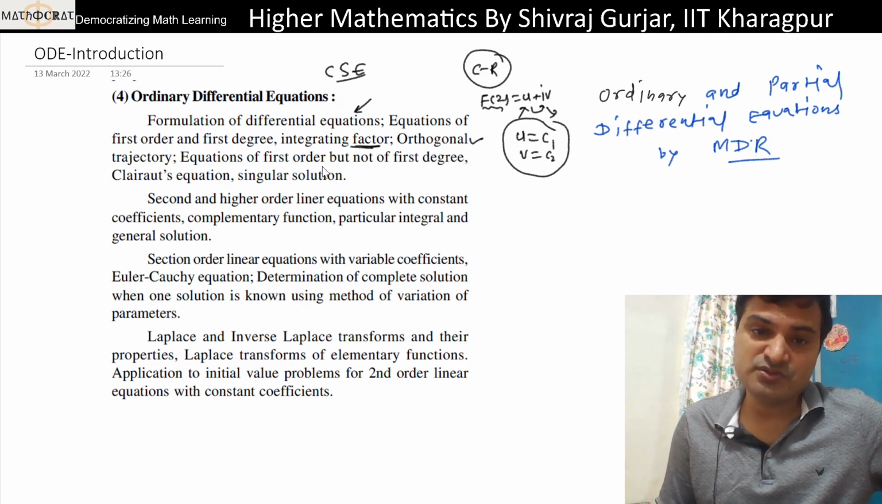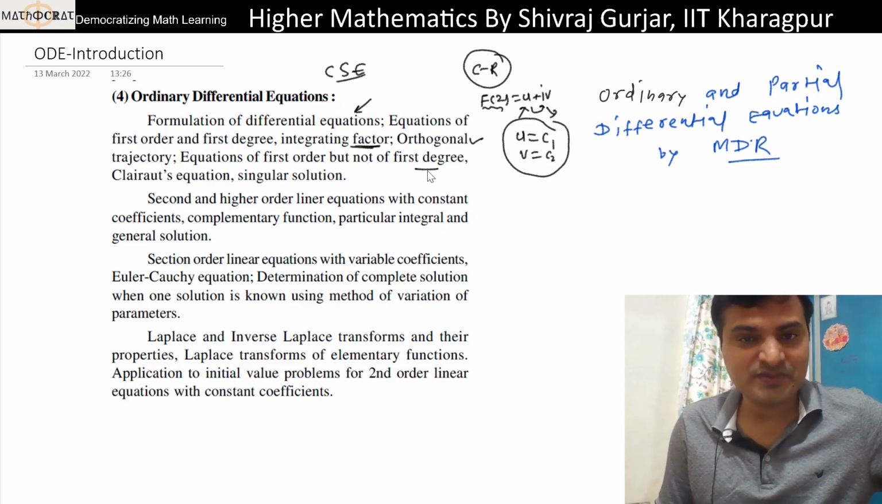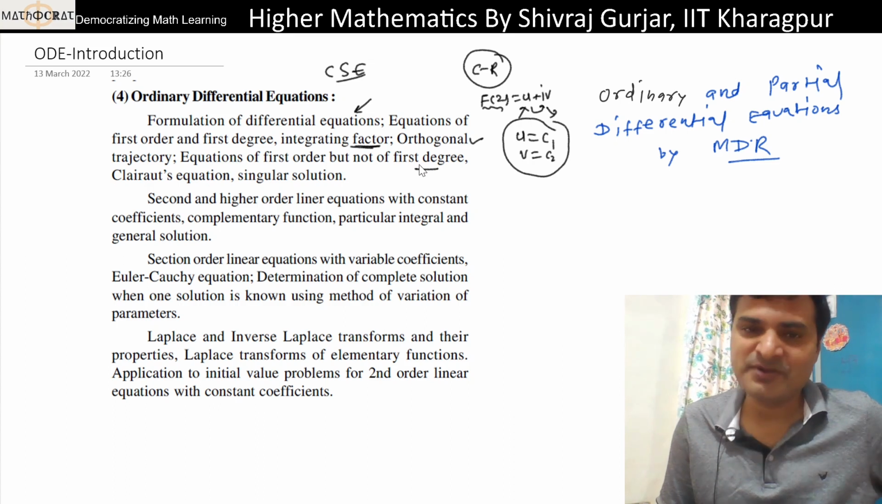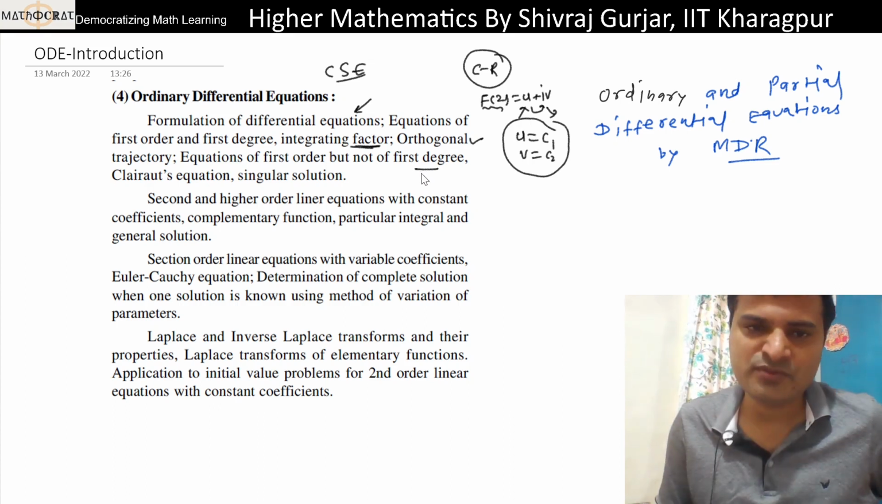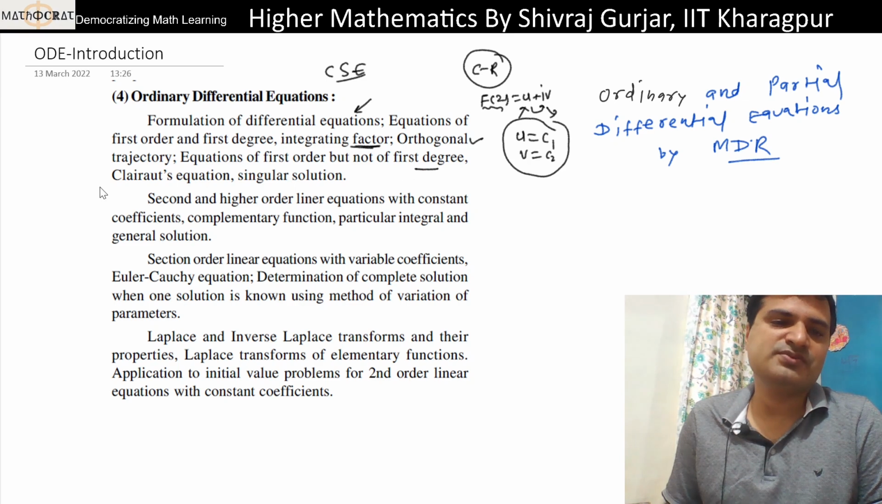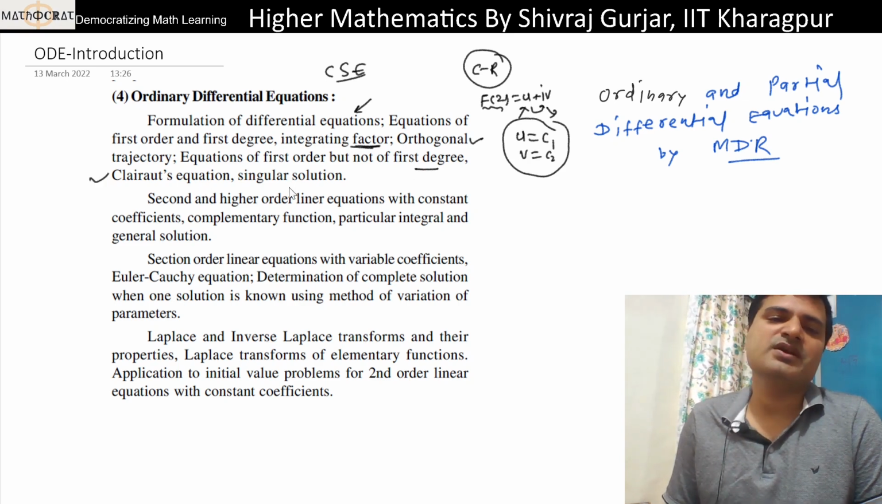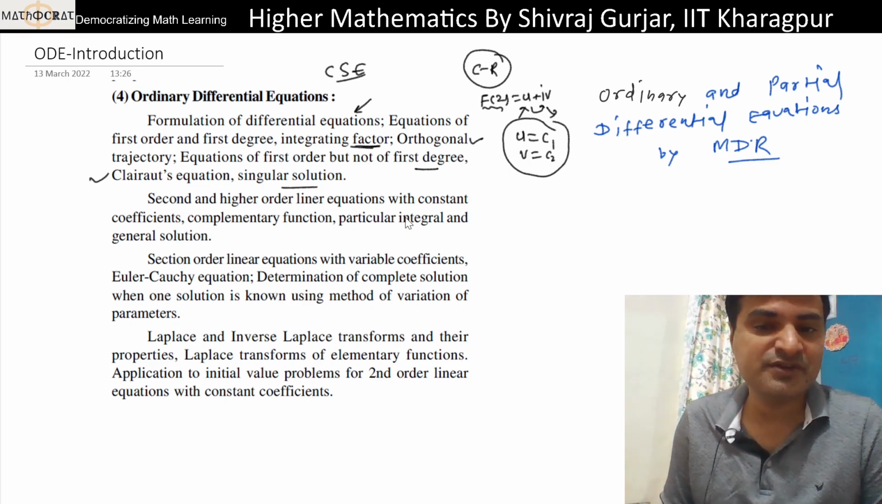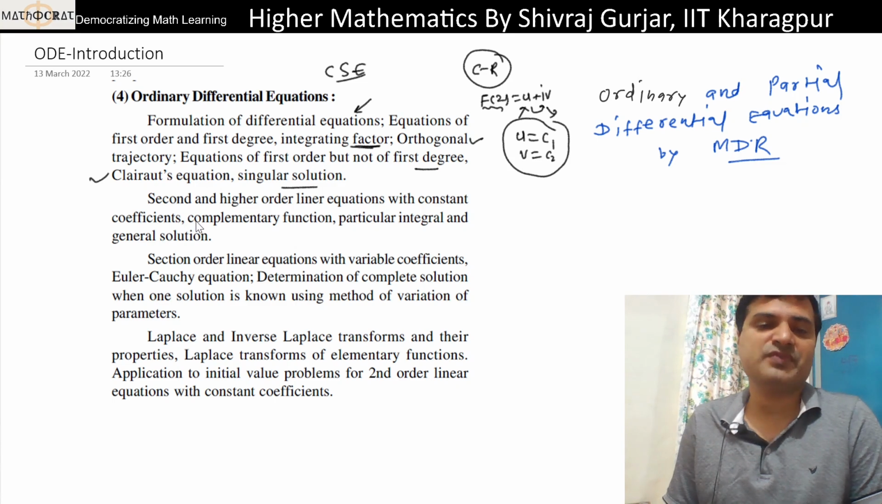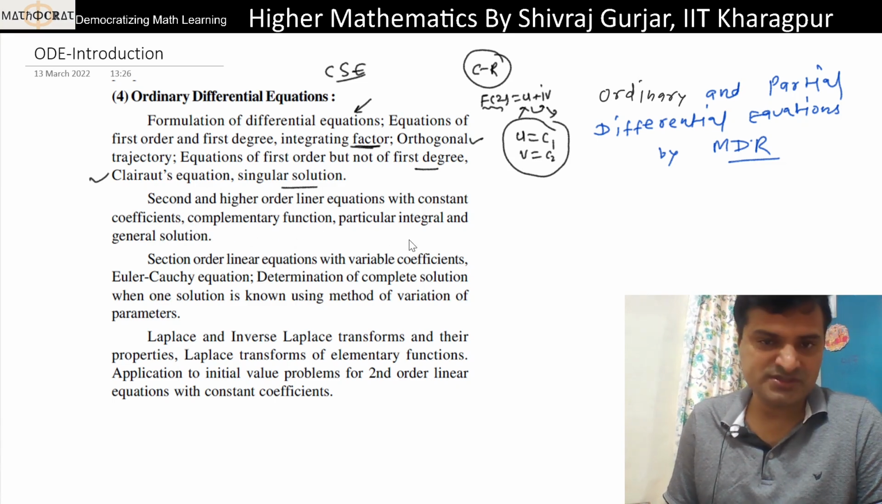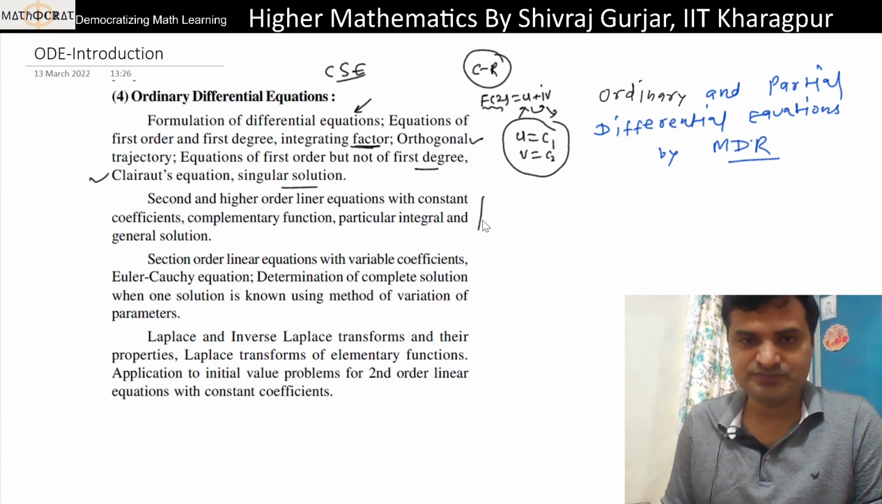Then comes equation of first order but not of first degree. Like it may be quadratic, and involvement of p. Clairaut's form, this is also important. Clairaut's questions are also often asked. Singular solutions. We'll discuss all this. Then second and higher order linear equations with constant coefficients. Complementary functions, particular integral, and general solution.